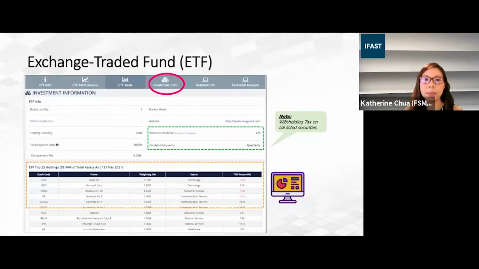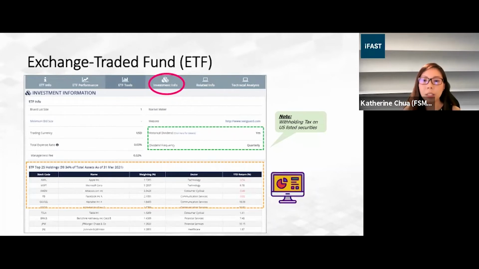Under the investment info tab, you will be able to see the top few holdings of the ETF to know what you are exactly investing in. For instance, this ETF also shows you the historical dividend information and the frequency of the dividend payout. A thing to take note of is that there is withholding tax on US listed securities. Be it US stocks or US listed ETFs, you have to pay withholding taxes. For Singaporeans, you have to pay 30%.